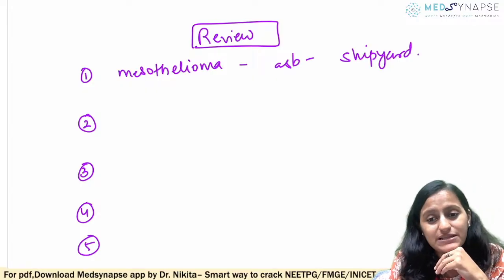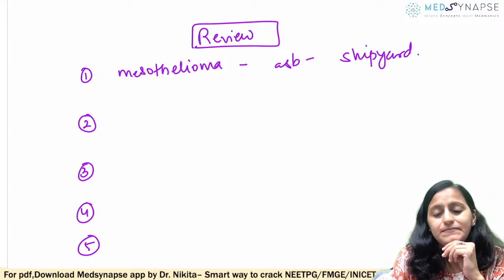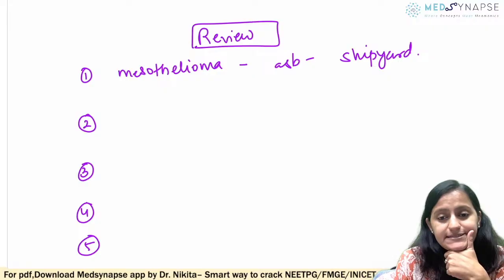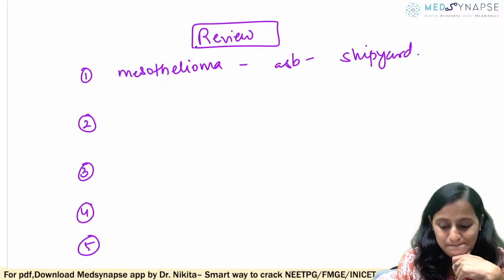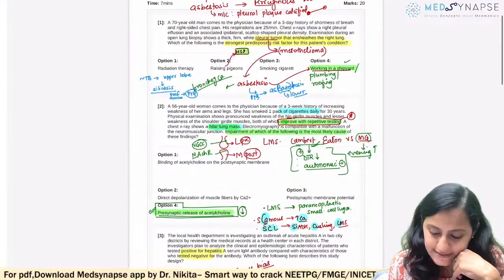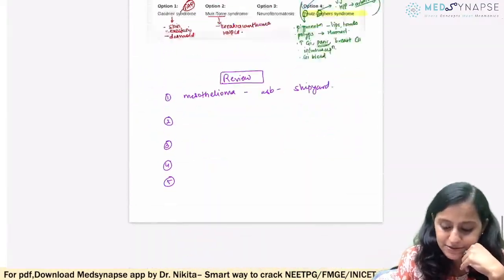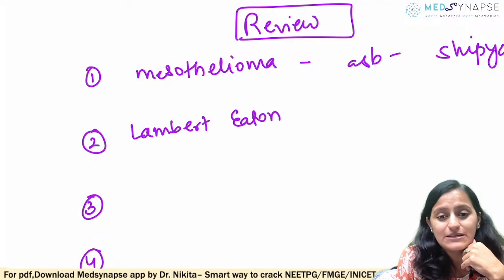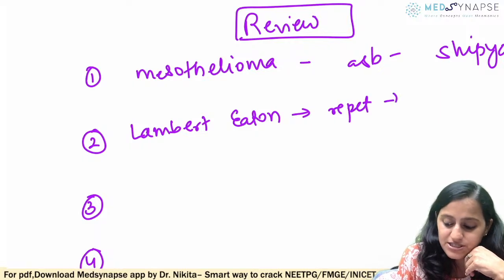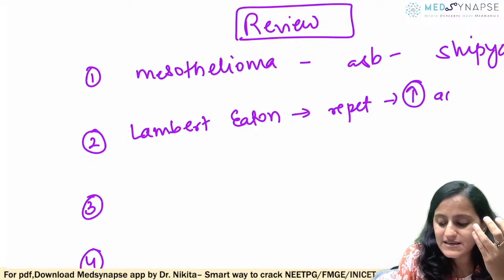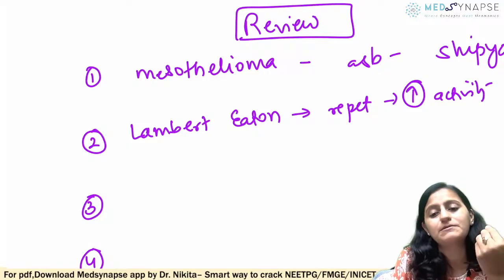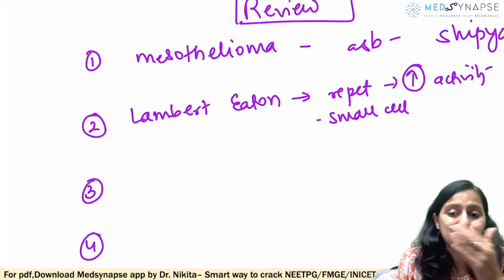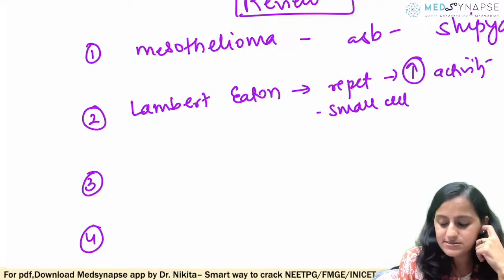What was the second question that we had seen? So look at the second question that we had, the Lambert-Eaton syndrome. Right, Lambert-Eaton syndrome was the second question, where we had seen that on repetitive stimulation, there is increased activity, right? The weakness gets better. It is associated with small cell lung cancer, right? And it is presynaptic voltage gated calcium channel which is affected.